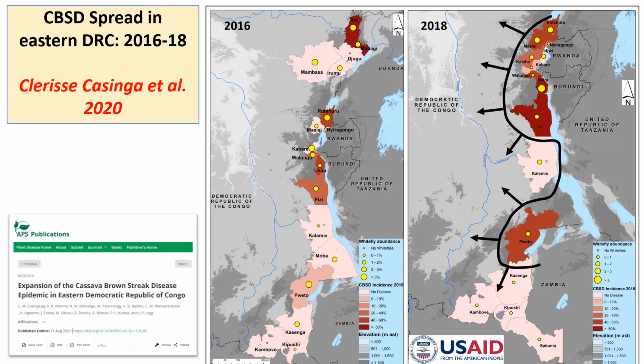Some of the most recent work that has been done in Eastern Democratic Republic of Congo has been done by Clarice Kasinga and his team, the IITA and INERA team, and this figure illustrates the pattern of change from 2016 to 2018, and the darker color illustrates a higher level of brown streak incidence, so you can see a general increase in the level of disease over that time period, and this work's been published for anyone who's interested. And this is part of the CBSD project being run by IITA in Congo and funded by USAID.